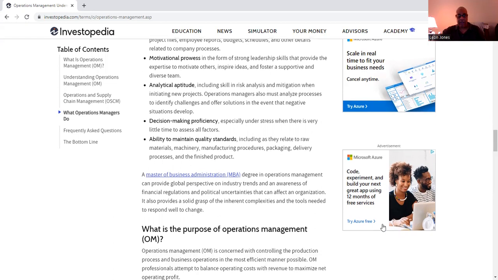Now, again, educationally, an MBA degree, which is a Master's of Business Administration, and Operations Management can provide a global perspective on industry trends and an awareness of financial regulations and political uncertainties that can affect an organization. It also provides a solid grasp of the inherent complexities and the tools needed to respond well to change.